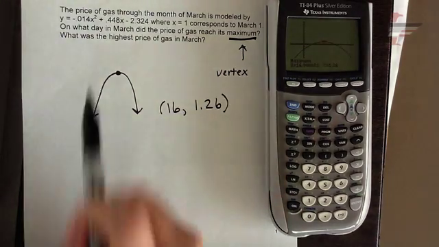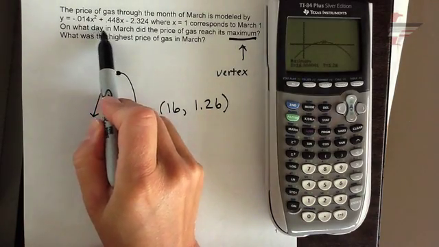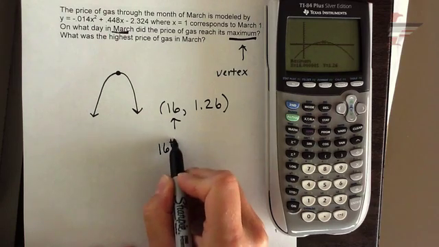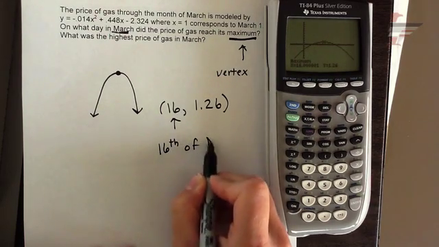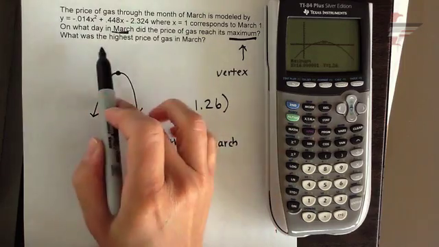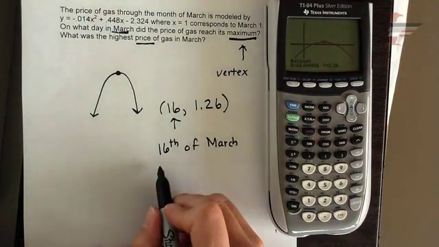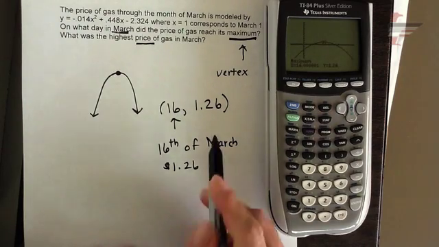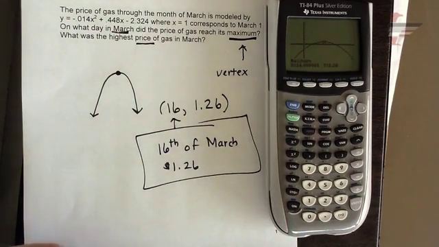Now let's make sense of that. On what day in March was the price at its maximum? Well, that's the 16th day. So on the 16th day of March, what was the highest price of gas? Gas was $1.26. And there's your final answer.